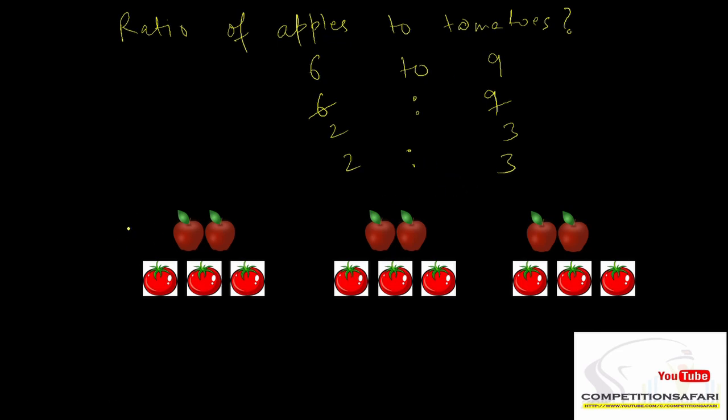If we divide the total number of apples and tomatoes into 3 groups with equal ratios, we'll have 2 apples and 3 tomatoes in one group. In the second group we have 2 apples and 3 tomatoes, and in the third group also we have 2 apples and 3 tomatoes. So the number of apples and tomatoes is the same in each group.